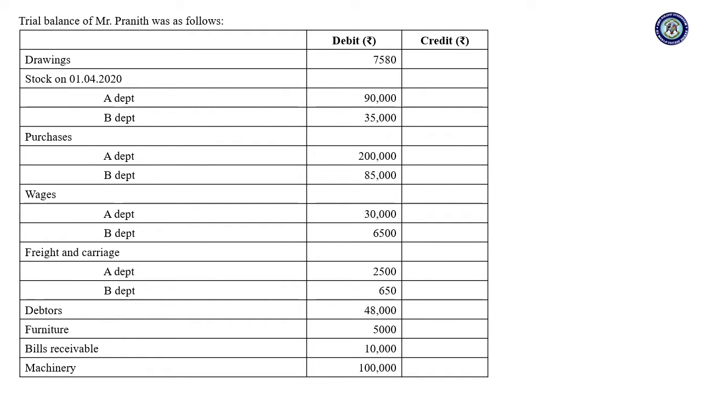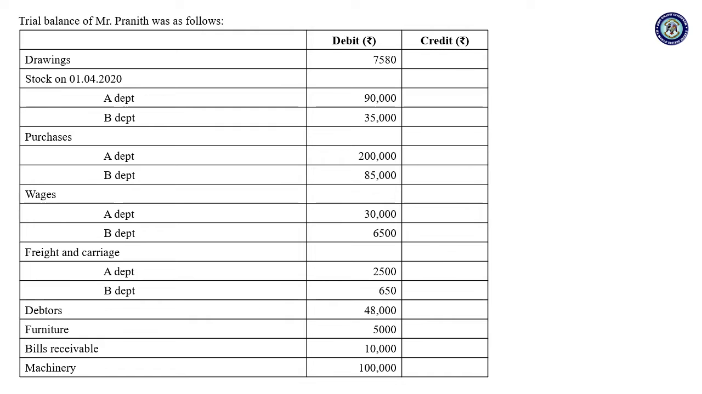Then stock on 1/4/2020. So 1/4/2020 is the opening date, so this is the opening stock. They have given the opening stock of both the departments, that is department A as well as B. So opening stock should be debited to the trading account. It is the first item in the trading account. Then they have given purchases as well as wages. So both have to be debited to the trading account.